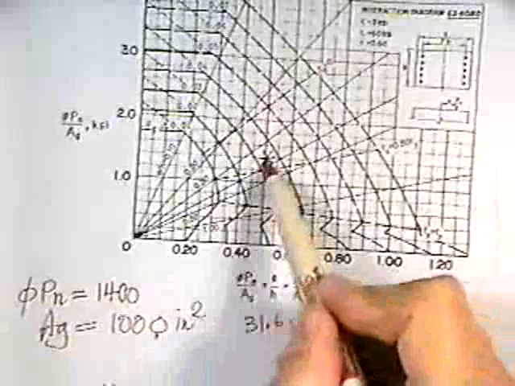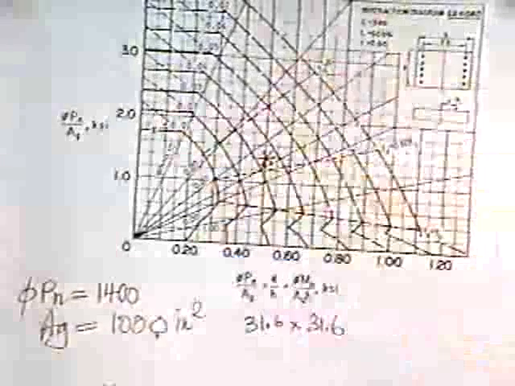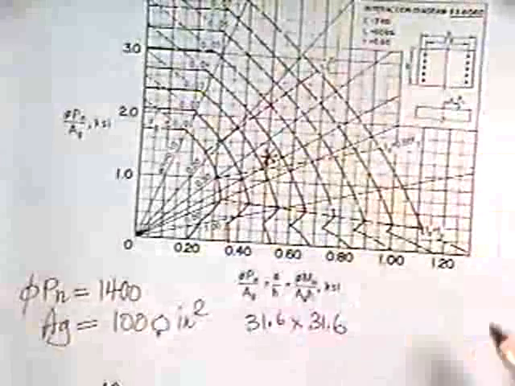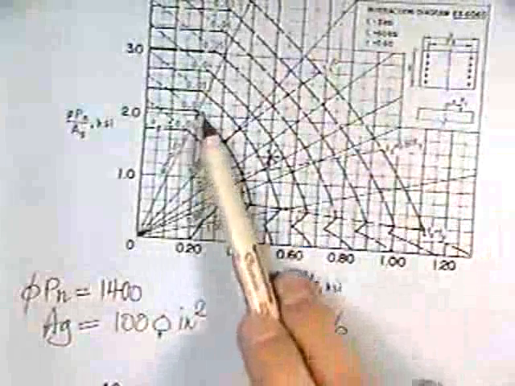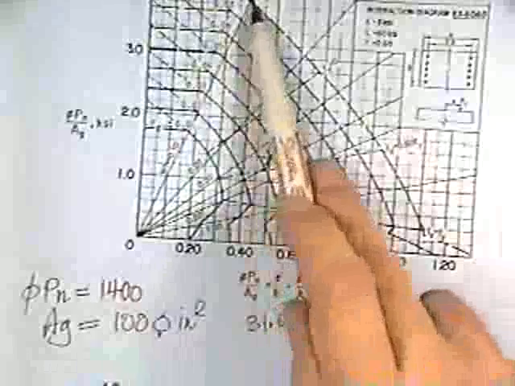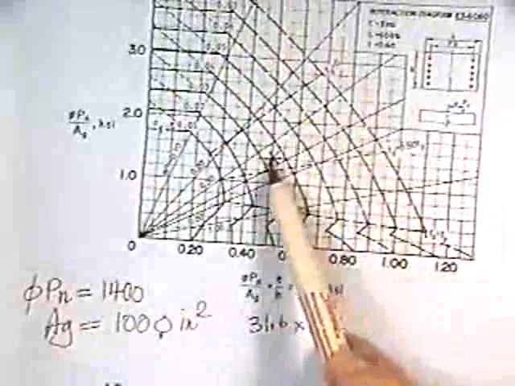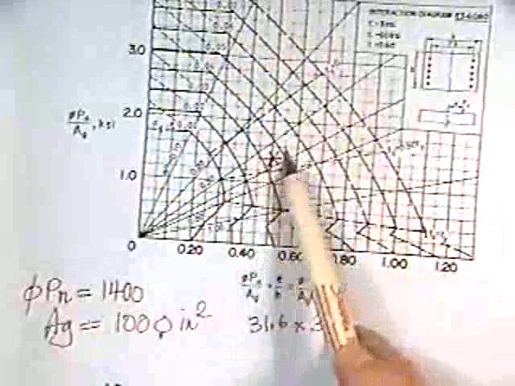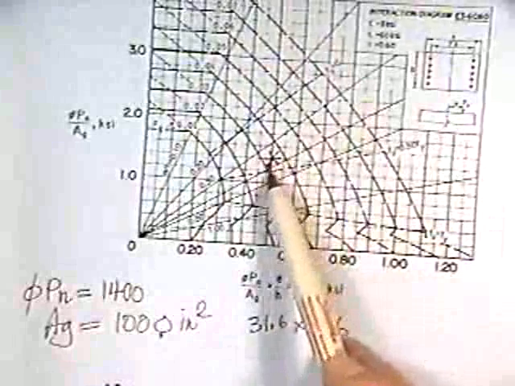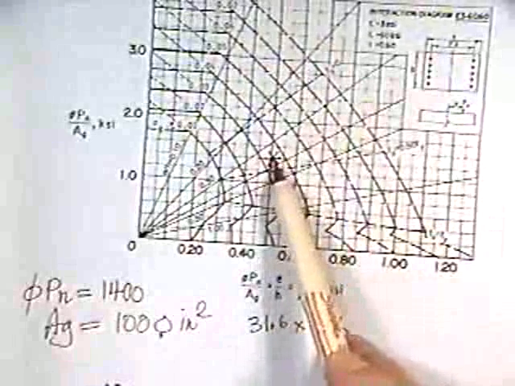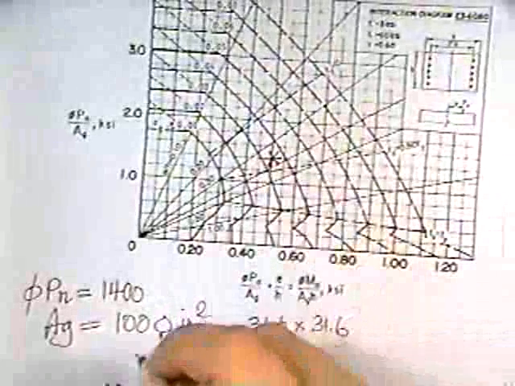Now, based on that column, this point intersects right here. What you see here are interaction diagrams based on various amounts of steel. This is rho G: 1%, 2%, 3, 4, 5, 6, 7, and then the last one is 8. This star falls in between the 3 and the 4% reinforcement ratio. So this looks like it's about 0.035.